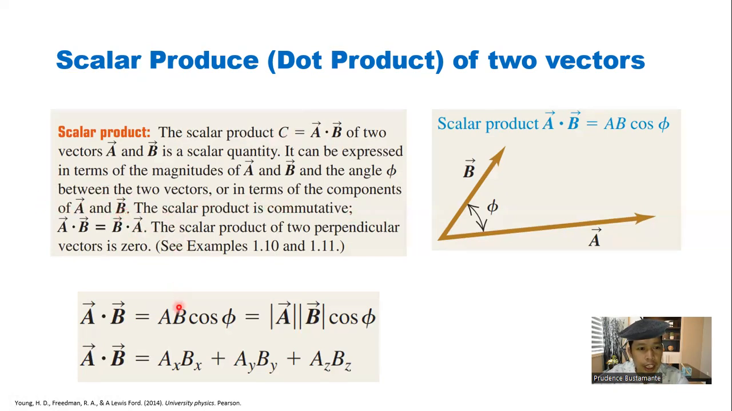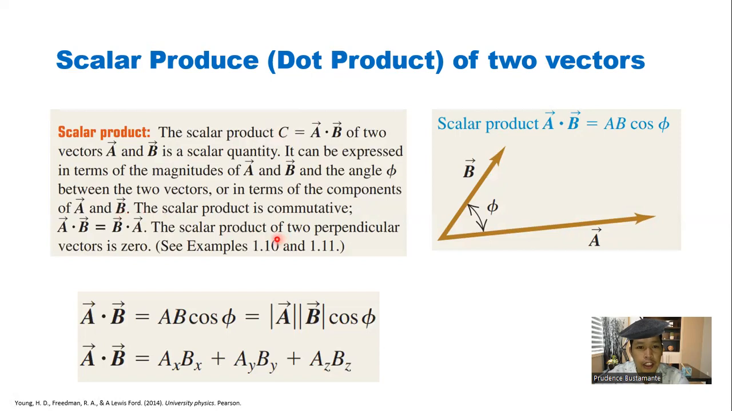So dalawa yung formula natin. So we have two formulas. For example, we have A dot B equals AB cosine phi, and we have here the second formula. We'll discuss that later. Okay. The scalar product is commutative, meaning that it does not matter who comes first. A dot B is equal to B dot A.